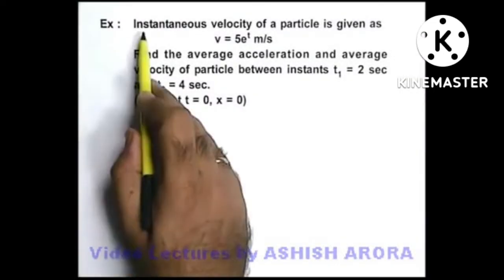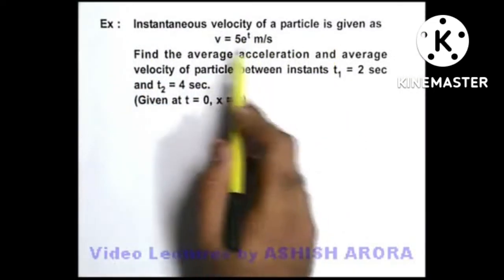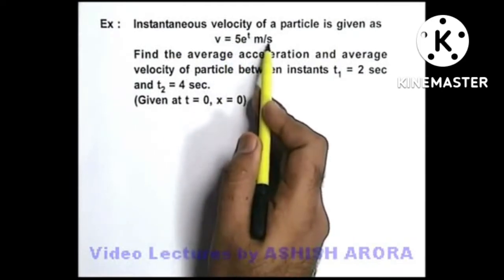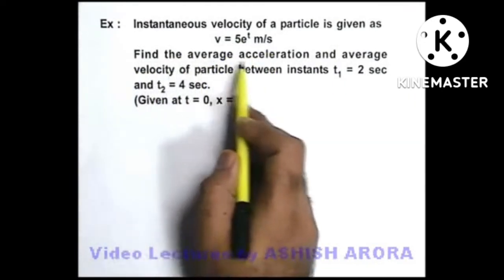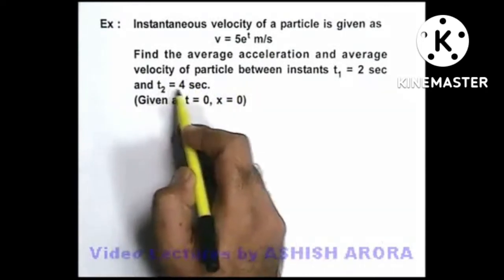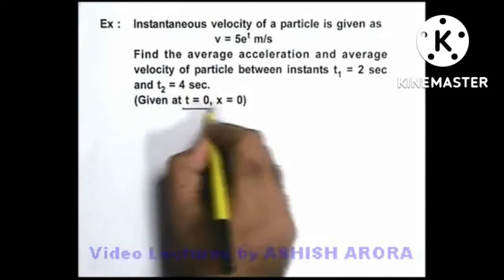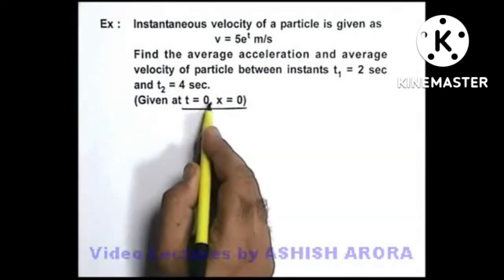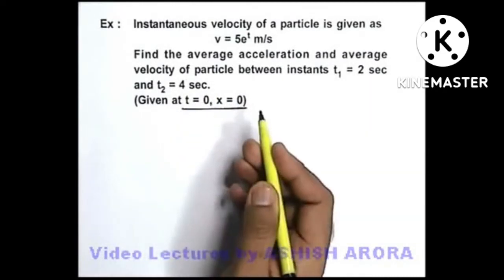In this example, we are given the instantaneous velocity of a particle as v is equal to 5 e to the power t meters per second. We are required to find the average acceleration and average velocity of the particle between instants t1 equal to 2 seconds and t2 equal to 4 seconds. We are also given the initial condition that at t equal to 0, initially the particle was at the origin, that is at x equal to 0.